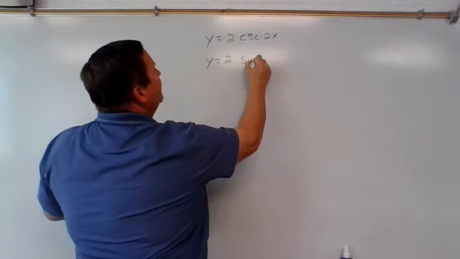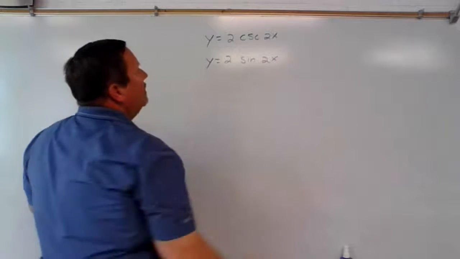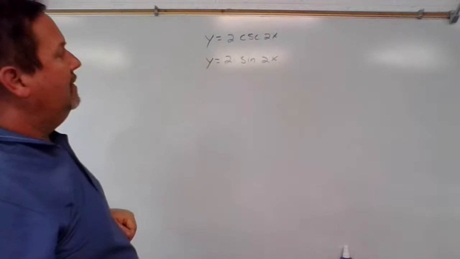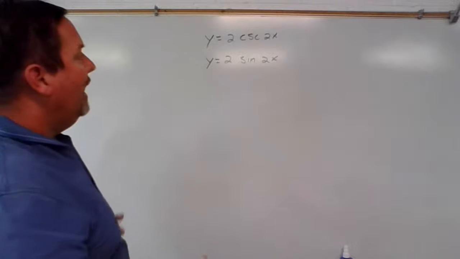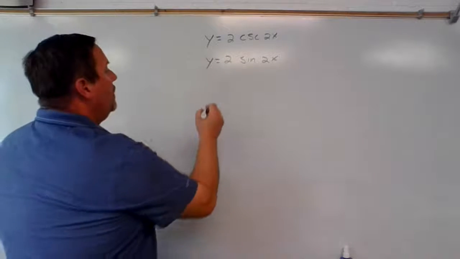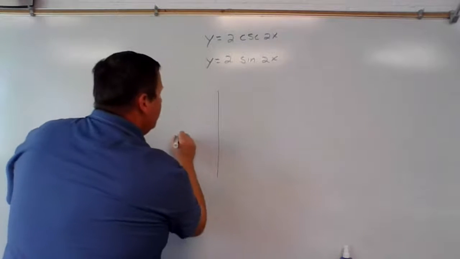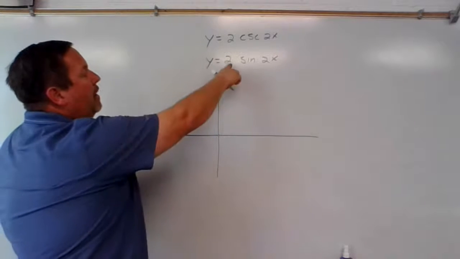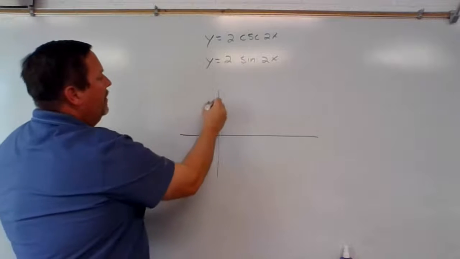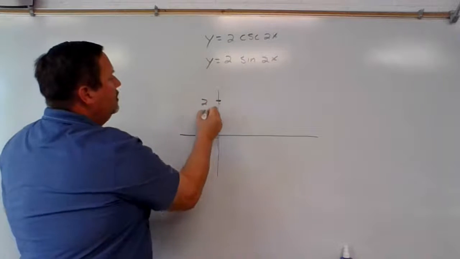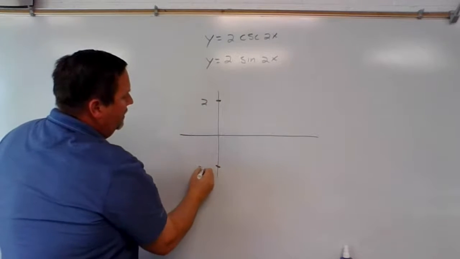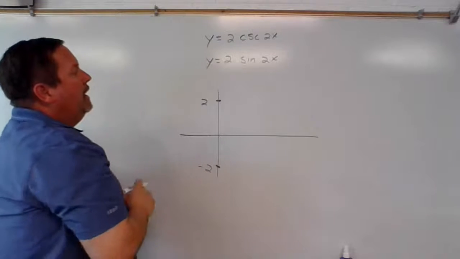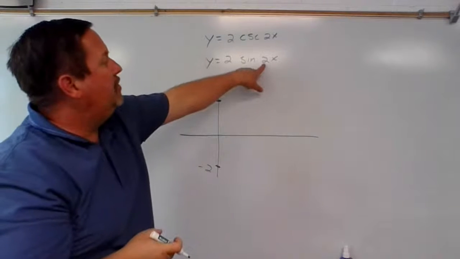But if I did sine 2x, I wonder what that would look like. I think I could do that actually pretty quickly. All right, I'm getting good, I hope, at picking out my amplitude, the absolute value of 2, which is 2. So I'm going to go up to 2, down to -2. My b value here is 2.